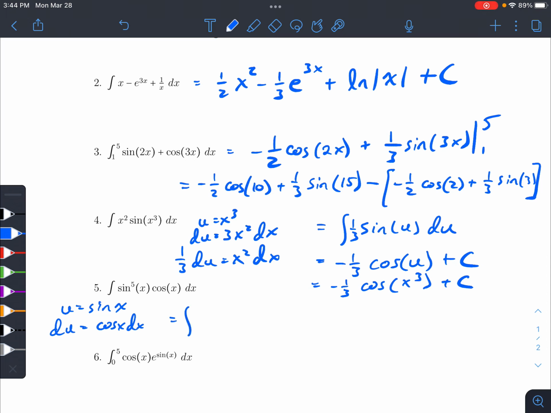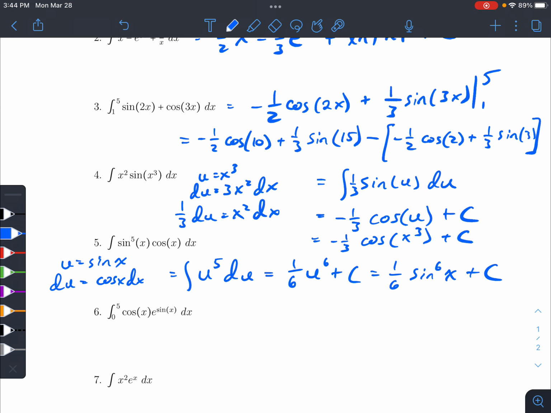So this integral becomes the integral of, instead of sine to the fifth, it's u to the fifth times du. And the integral of u to the fifth is u to the sixth divided by 6 plus c. And now I just replace back in for sine of x. So this is sine to the sixth x plus c.